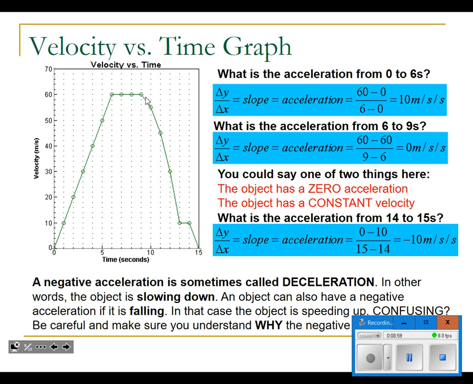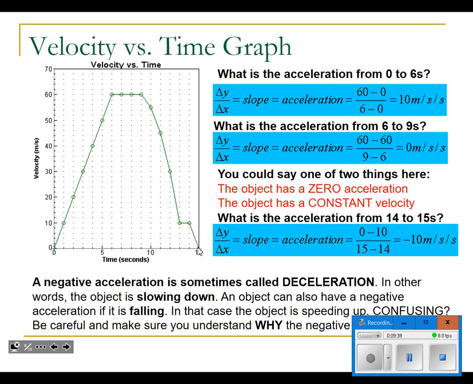Now from 14 to 15 seconds, which is right over here on the graph, we could find the slope, and that would be 0 minus 10 over 15 minus 14, which would give us a negative value. So we'd end up with negative 10 meters per second squared. So the slope at the beginning from 0 to 6 is the same as from 14 to 15 value-wise, but one's positive and one's negative. What does that actually mean to us? Well, negative acceleration is sometimes called deceleration. In other words, the object is slowing down.